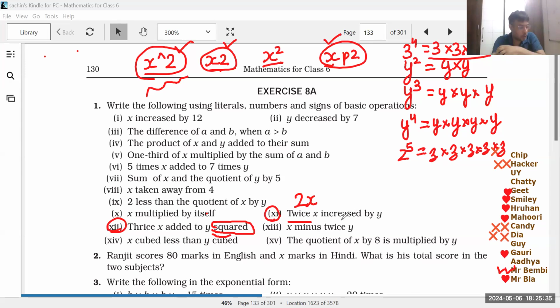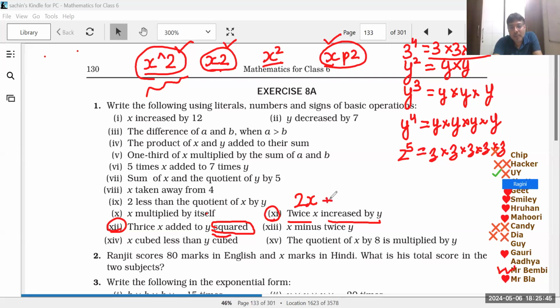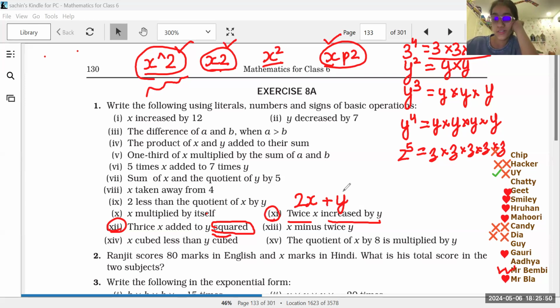So, Candy, what should be my answer for this question? Sir, triple x plus y. Beta, why 2x squared plus y, not triple x. 2x plus y. Sir, I thought you were saying the previous question.